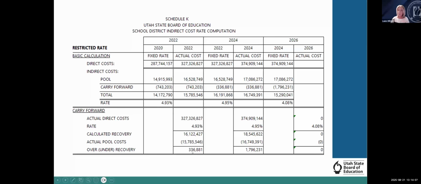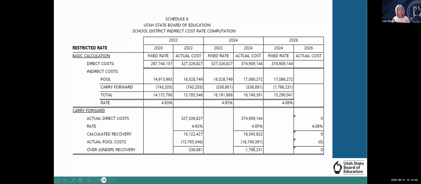When you subtract the actual cost pool from what you recovered, the calculated recovery, this difference, which in this case is an over recovery, we recovered a little bit too much, this difference becomes our carry forward in the next period. So you move again, one column to the right, and you can see the carry forward is now a negative 336,881. That's because we over recovered. So now when we calculate the rate moving forward, we are subtracting that over recovery from our indirect cost pool. And we go through the same process. We come up with a new rate, 4.95. That is going to be applied, as you can see, in 2024.